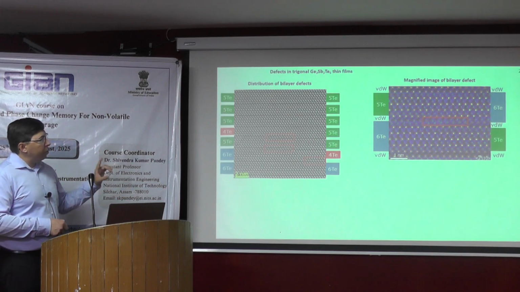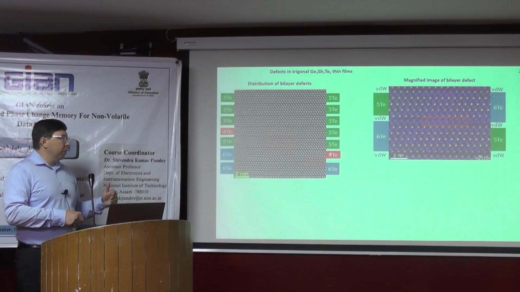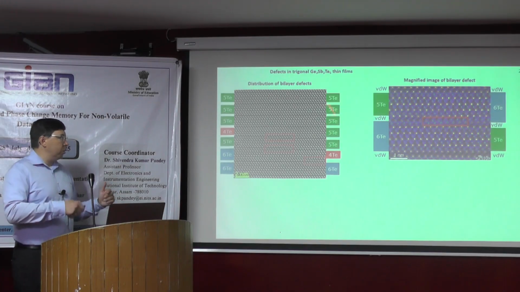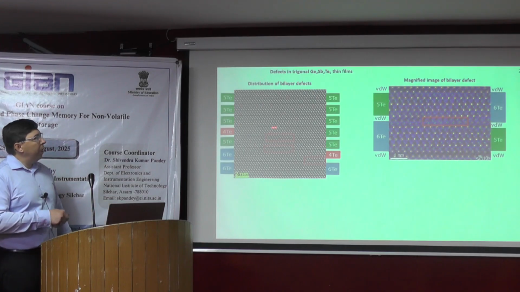In the case of GST124, you can grow really nicely thin films with building blocks with 4 tellurium layers, but for GST225 this is an intrinsic feature. And then you form bilayer defects.